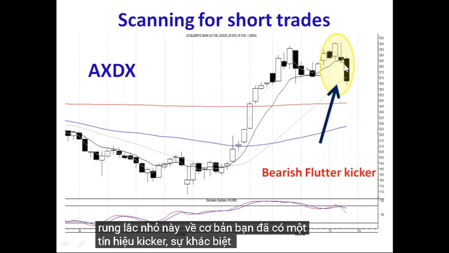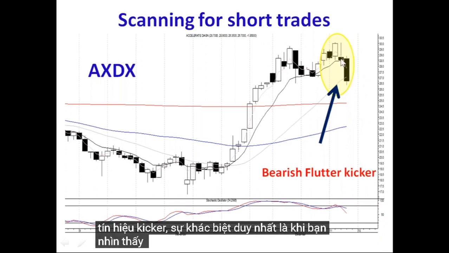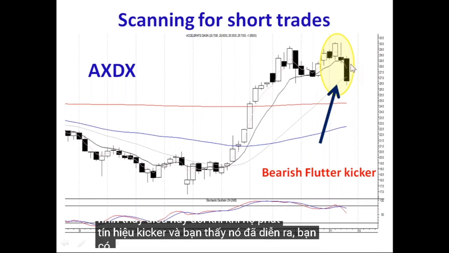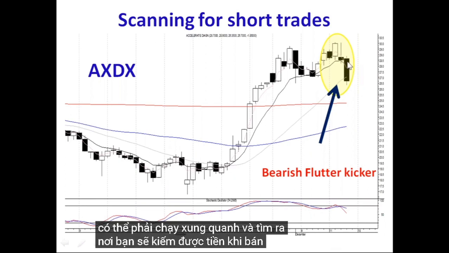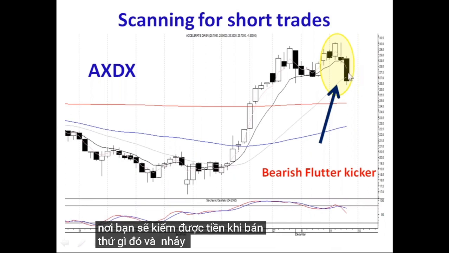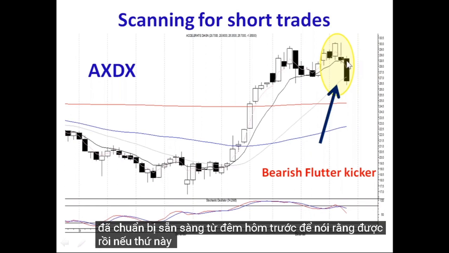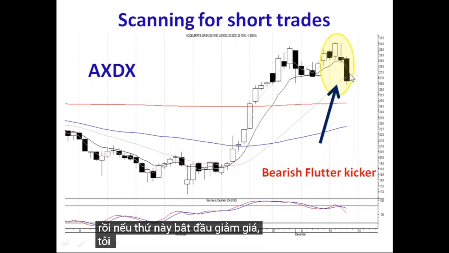The only difference is when you see a kicker signal already going, you may have to run around and figure out where you're going to get the money, sell something else, and jump in. Whereas when you see a flutter kicker signal, you're already prepared the night before to say, all right, if this is starting to sell off, I'll get ready to buy this.